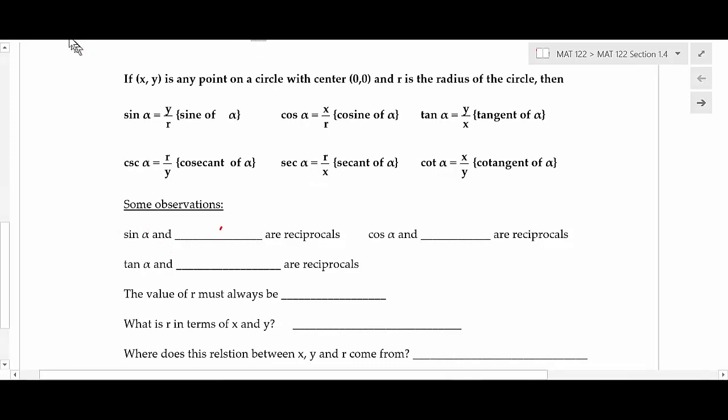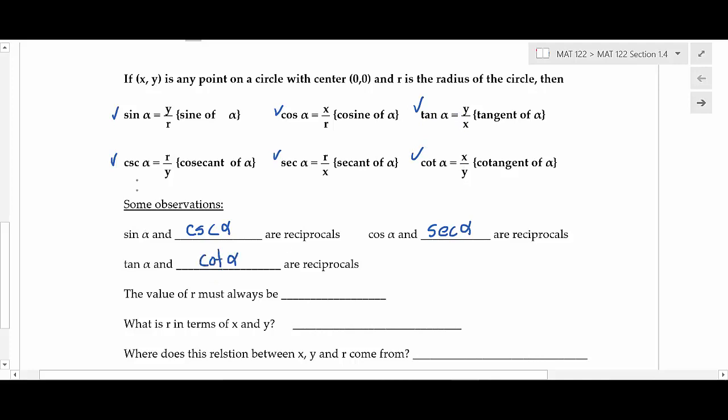Okay, a couple of observations that you want to make on here is, well, what are the reciprocals? Remember, reciprocals just means that you're turning a fraction upside down, the value's upside down. So notice the sine and the cosecant, those two things are reciprocals. So let's write that down, and it's important that you know that. And then also notice the cosine and the secant, x over r, r over x, those are reciprocals. And then notice that the tangent and cotangent, y over x, x over y, are also reciprocals.